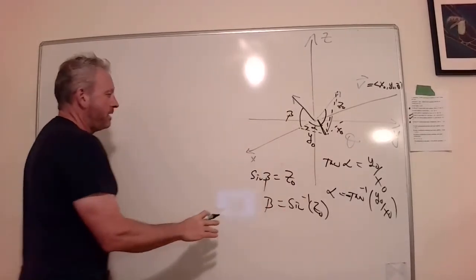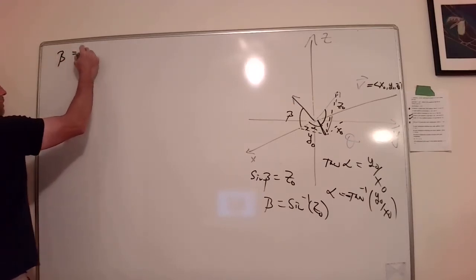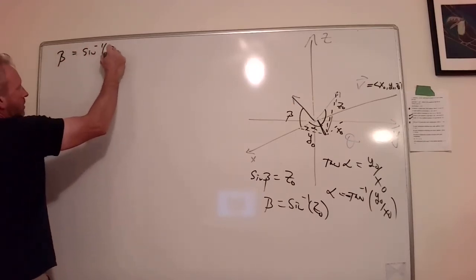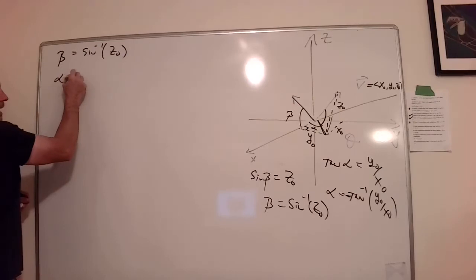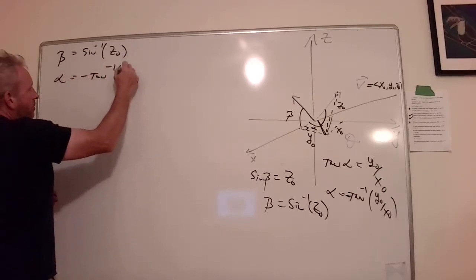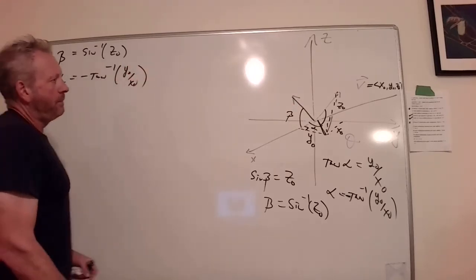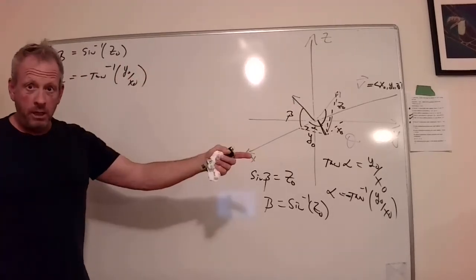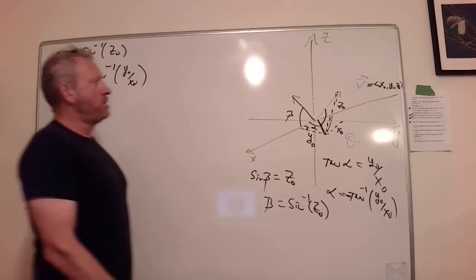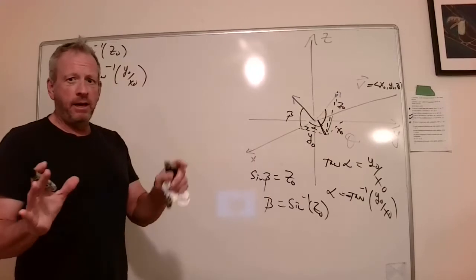Maybe I should write this down somewhere. So beta is going to be sine inverse of z sub naught. Alpha is going to be negative tangent inverse of y sub naught over x sub naught. Theta was the original rotation. We're assuming that we've normalized v. So there's kind of a lot of things to write down here.